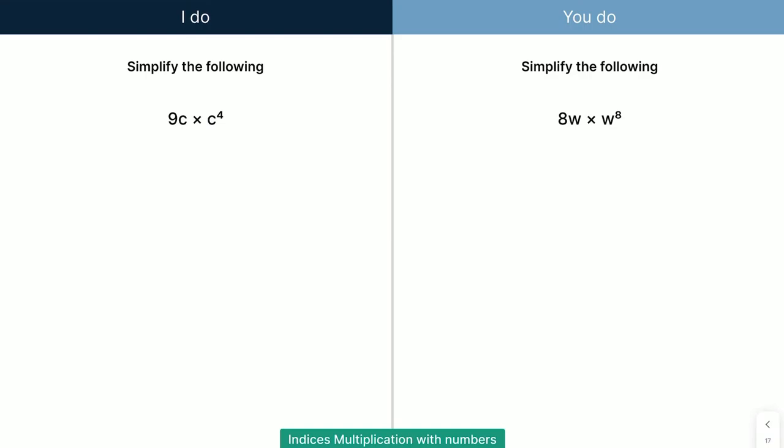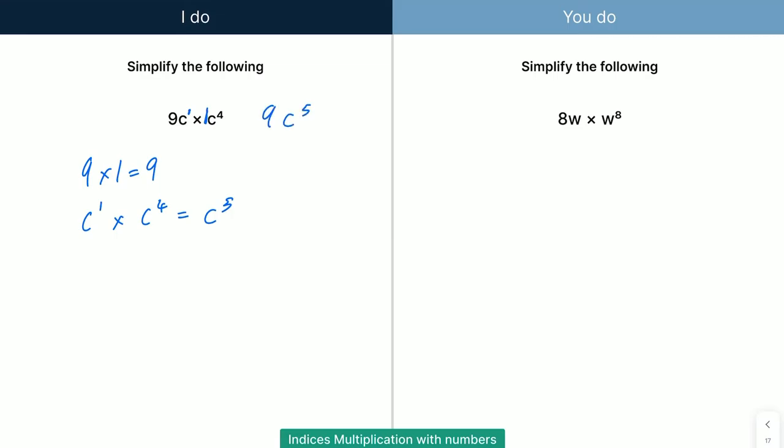Now looking at this one, again, just remember when the indice is not there, it's the same as to the power of 1. So we have 9 on its own, and we can just say there's a 1 here as well. So 9 times 1 is 9. And then we have c to the power of 1 times c to the power of 4, which is c to the power of 5. So the final answer is 9c5.